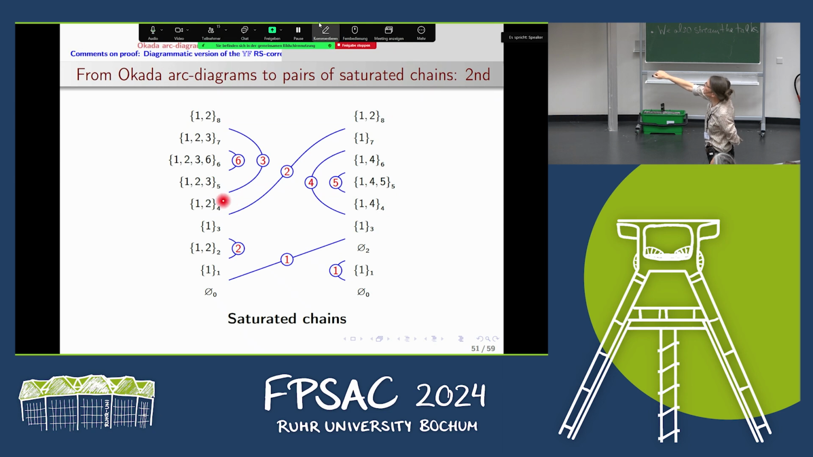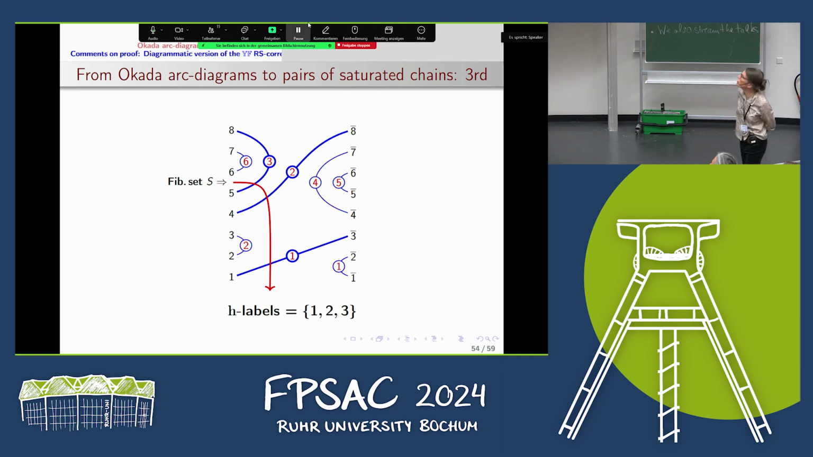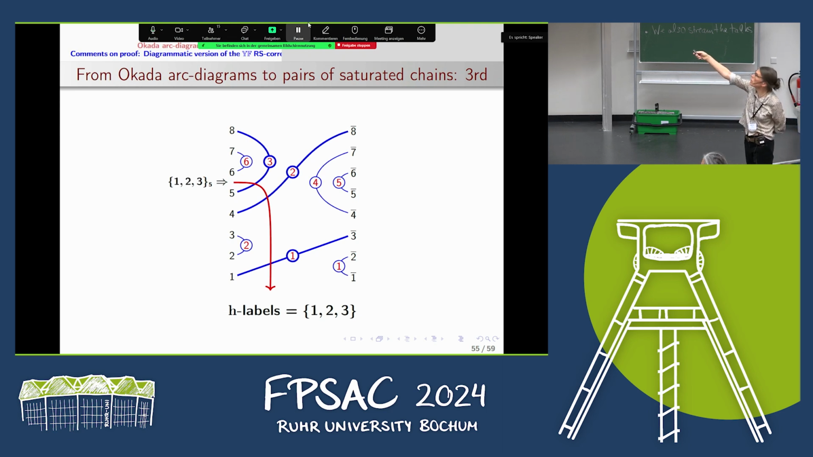Let me just tell you how these are built. For example, in this space between 5 and 6, we'll sit the fifth element of the left chain. So how do I get this Fibonacci set? I draw a curve going south, sort of minimally crossing the arc diagram. Then I record the arcs that are crossed and the labels of those arcs, in this case 1, 2, 3. And so the Fibonacci set sitting at position 5 will be exactly 1, 2, 3 of rank 5.